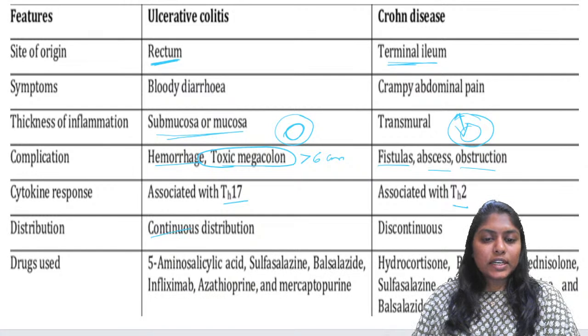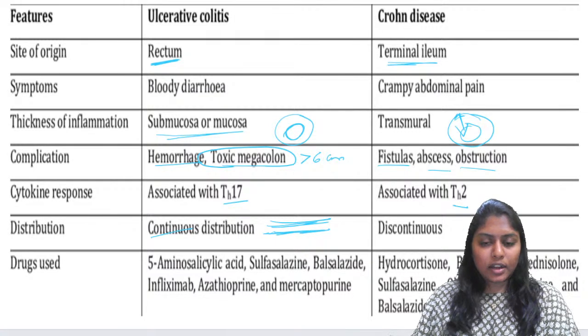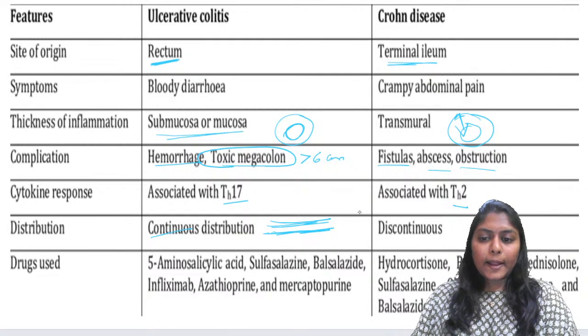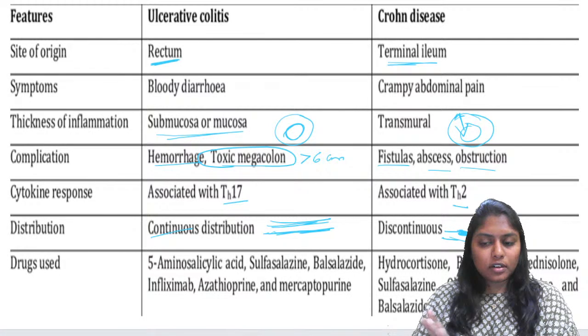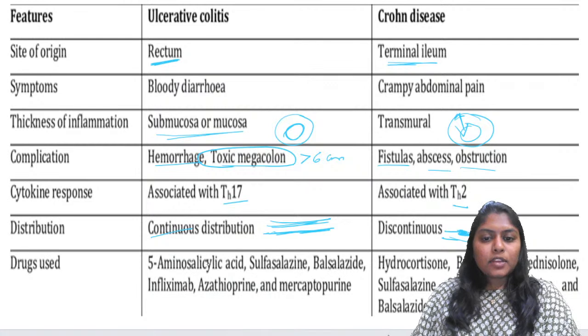Distribution is continuous in ulcerative colitis, meaning the entire bowel is involved, and it is discontinuous in Crohn's. That means there are skip lesions. There will be some amount of involvement here, and then there will be no problem, and then there will be another lesion here. That is discontinuous. So the drugs used are totally different for ulcerative colitis and Crohn's.